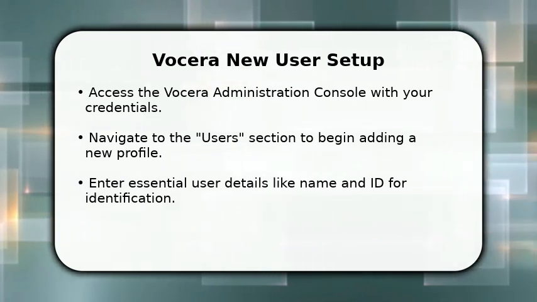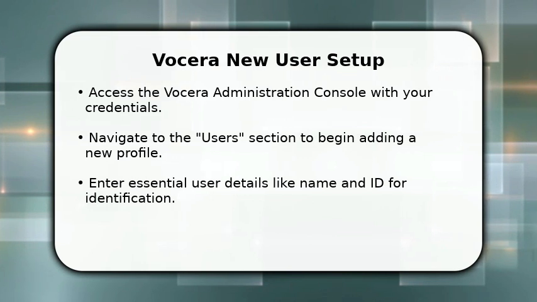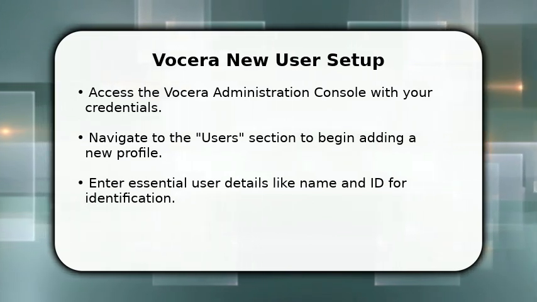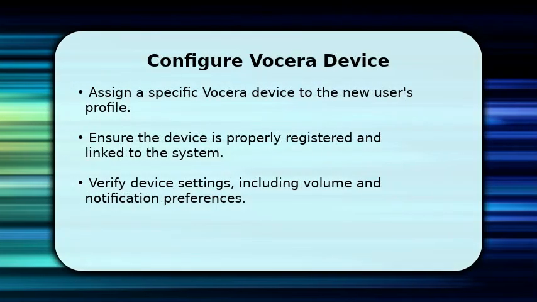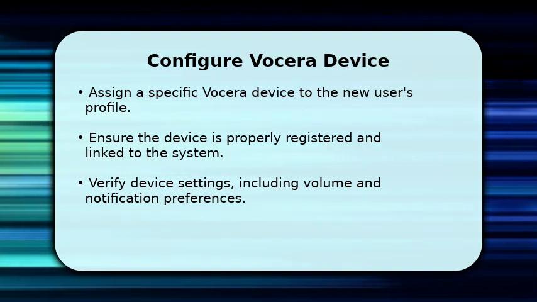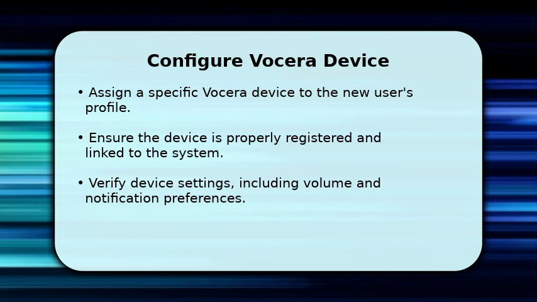Carefully input the user's basic information, such as their full name and unique identification number, to ensure accurate record keeping. Next, you'll need to configure the Vocera device itself. Assign a specific Vocera badge or smartphone client to the new user within their profile. It's crucial to ensure this device is correctly registered and linked to the Vocera system for seamless communication.